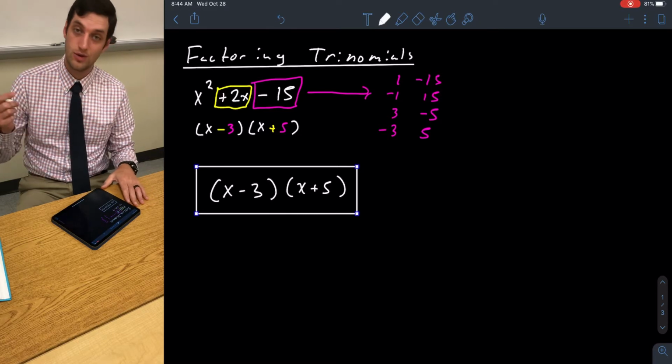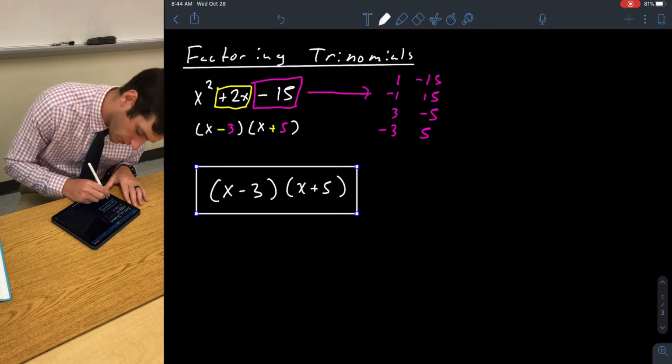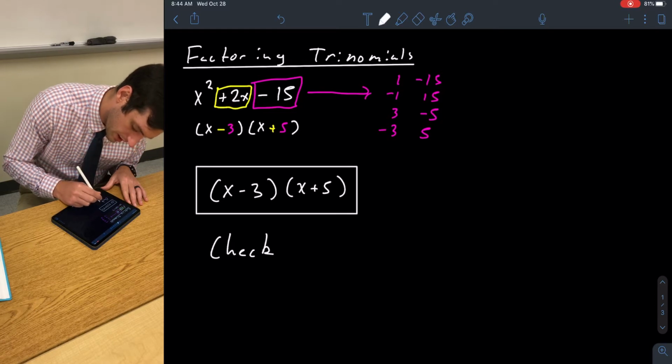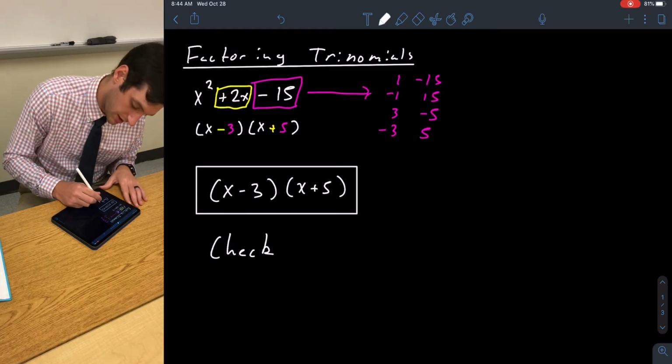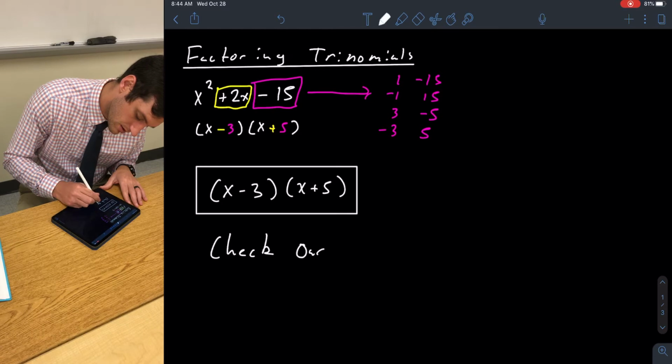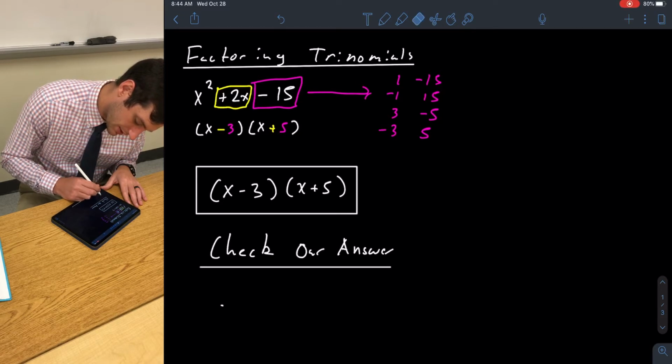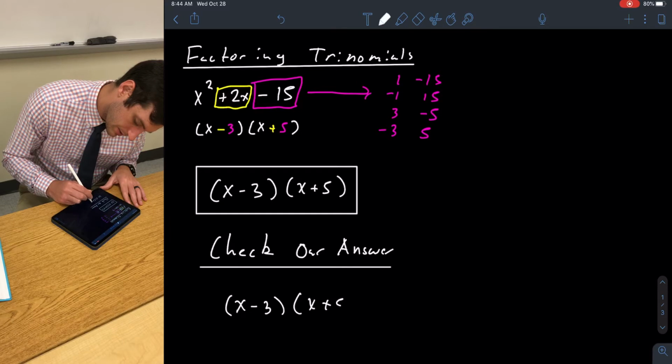All right, so now we're going to check our answer. You don't have to do this, but this will tell you whether or not you got it correct or not. So how are we going to check our answer here? So here's our answer: x minus 3, x plus 5.